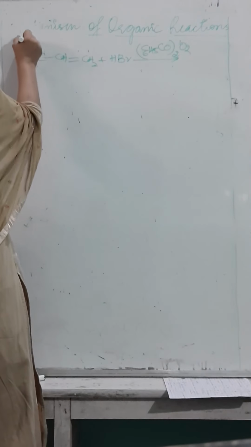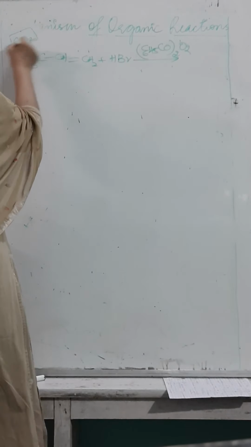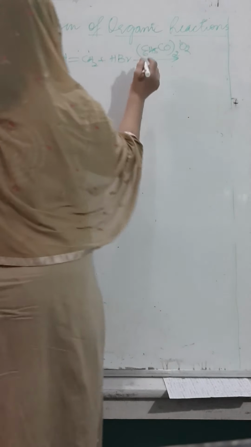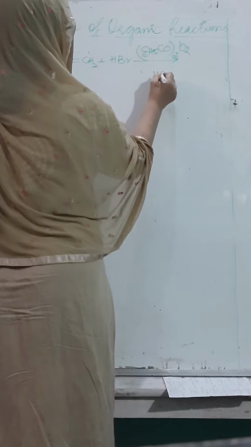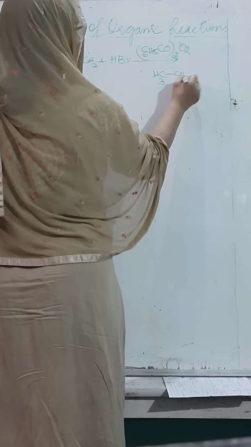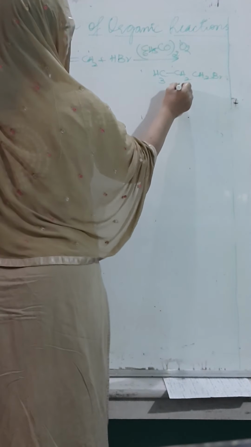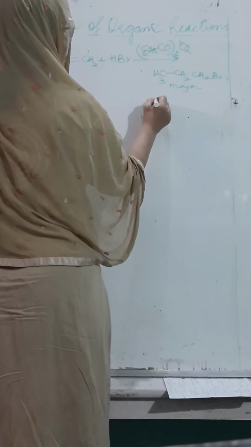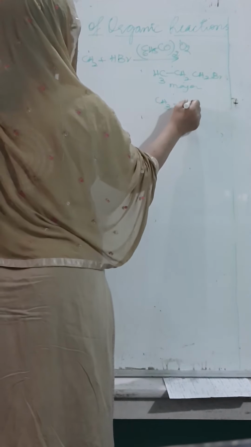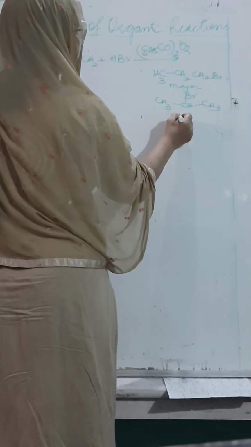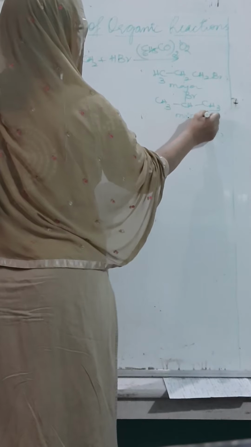The answer should be carbon dioxide. The gas released is carbon dioxide. So let us move on: the major product will be CH3, CH2, CH2Br. 1-bromopropane is the major product, whereas 2-bromopropane is the minor product.